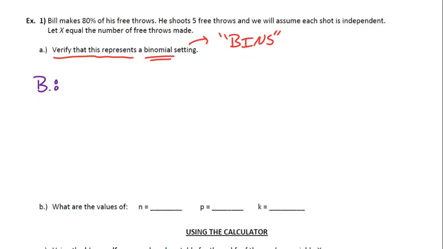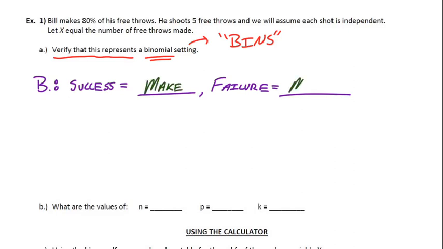So let's start with BINS. The B stands for binary, meaning there's only two choices. So we need to identify what would be a success and what would be a failure. Well, we're talking about free throws in this case, so apparently a success would be a made free throw, and a failure would be a missed free throw.